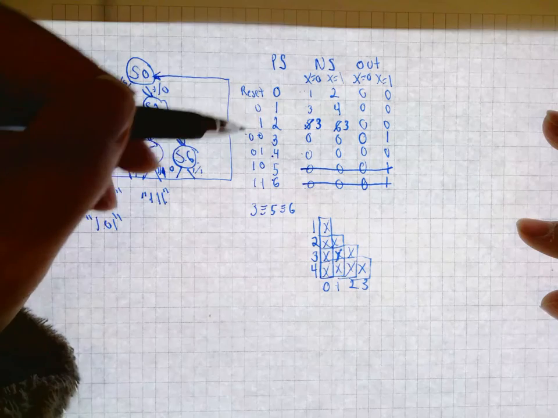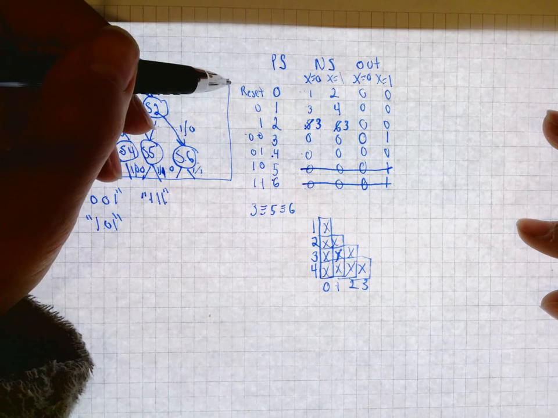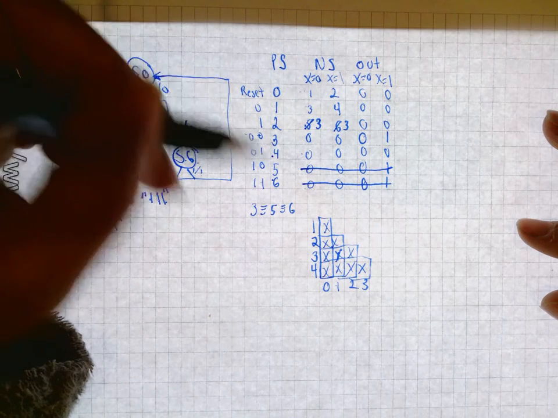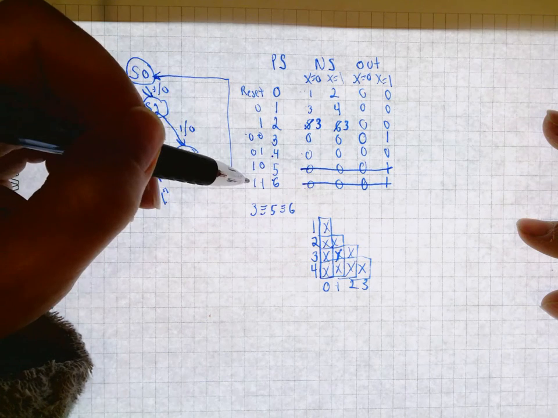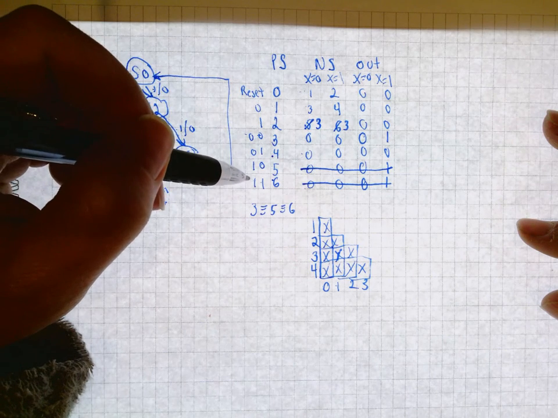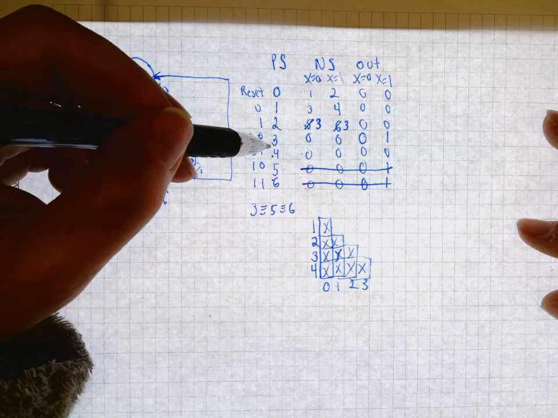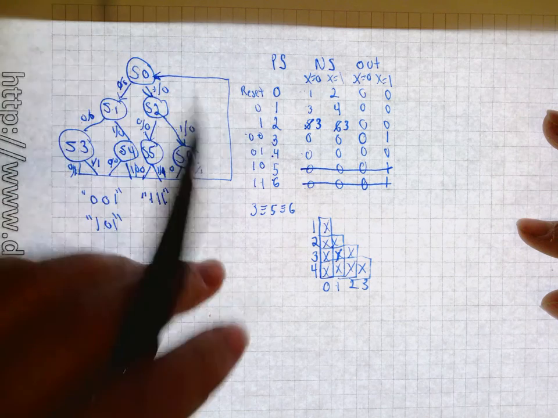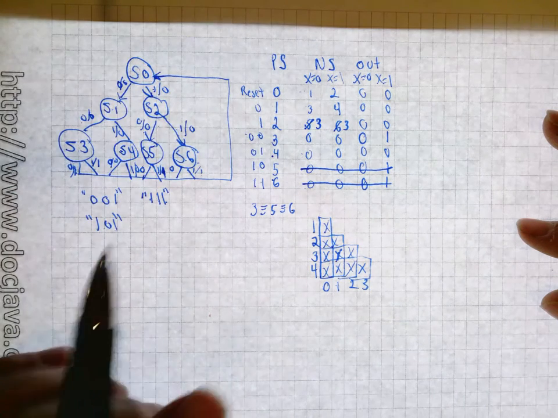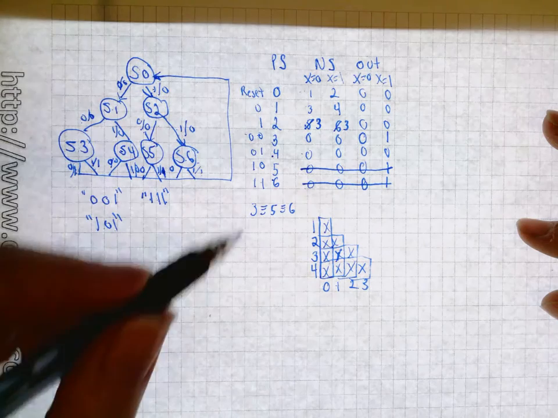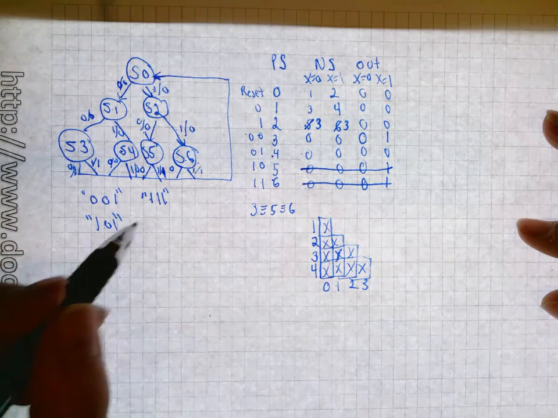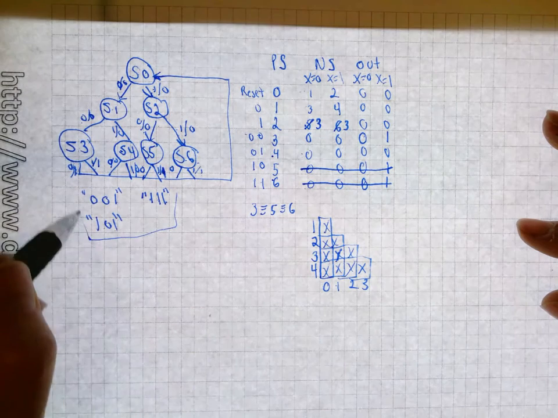So we have a minimal finite state machine according to the implication chart. That is to say, row matching did a reasonably good job. And in a case like this, it often does. So now we have what I would call a minimal finite state machine for recognizing these three strings down in here.